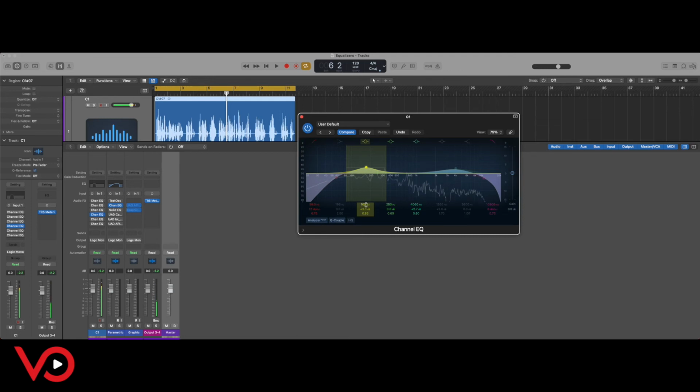So what I'm hearing is still a little bit of that boxy sound. So I'm going to pull this down into the low frequencies, into the 100. Right, into those low frequencies, and see if that solves it.